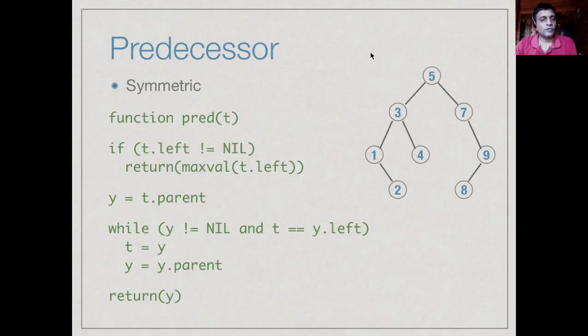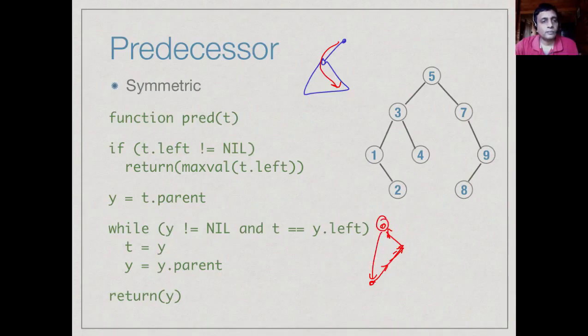The situation for the predecessor is symmetric. If we have a left subtree, then the predecessor is the maximum value in this. So we go down left and then we go all the way right. And if we don't have a left subtree, then it means that this is already the minimum value in its subtree. So we walk back up following this sequence of left pointers until we turn the other way, and then this node where we turn is the predecessor of this.